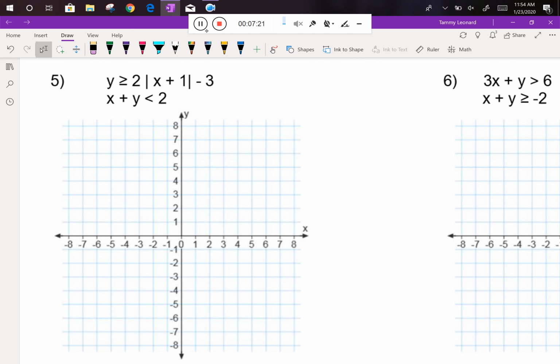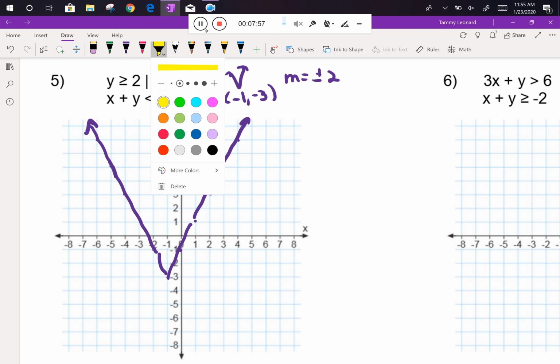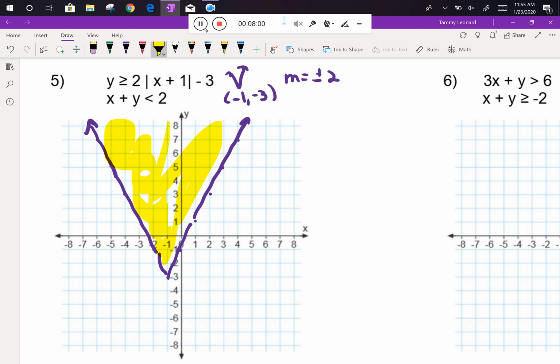So I've got an absolute value here. So I can see that it's going to open up from negative 1, negative 3, and it's going to have a slope of plus or minus 2. I can see that it's going to be solid because there is an or equal to. And that we're going to shade above. So I'm shading above this absolute value.